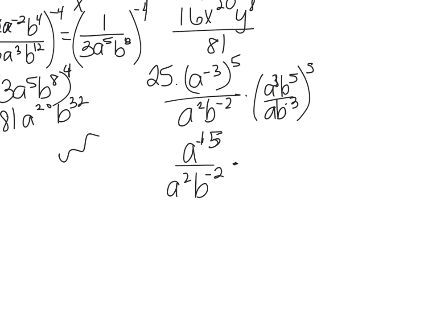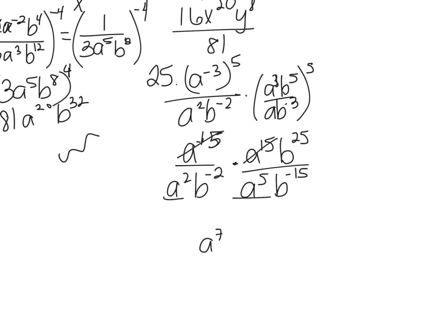a squared b to the negative 2. And now I'm going to apply the 5th power here. a to the 15th, b to the 25 over a to the 5th, b to the negative 15. Multiply across my a to the 15th, a to the 15th is 0. And on the bottom I have a to the 2nd and a to the 5th, so that's a to the 7th in the bottom. And then here my b to the 2nd and b to the negative 15 is b to the negative 17.